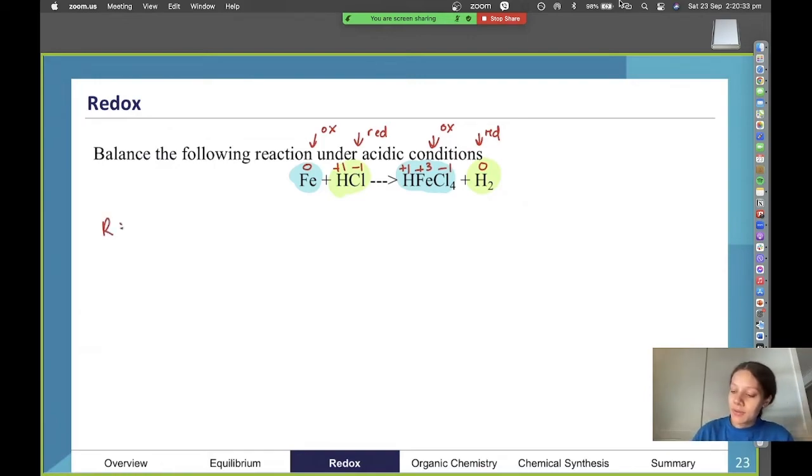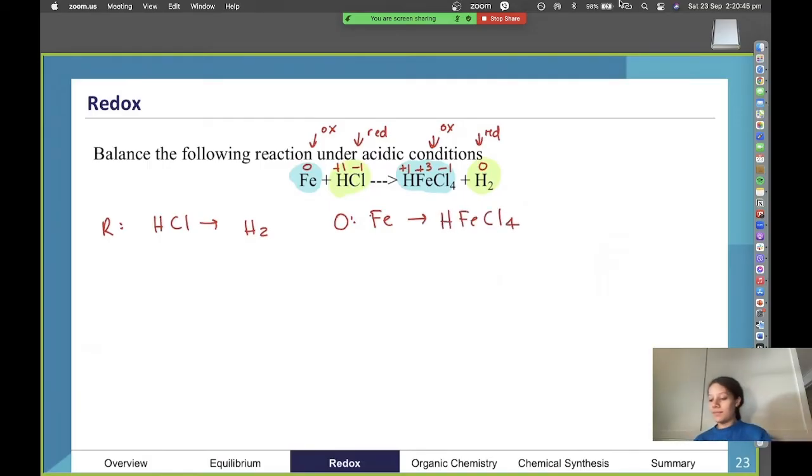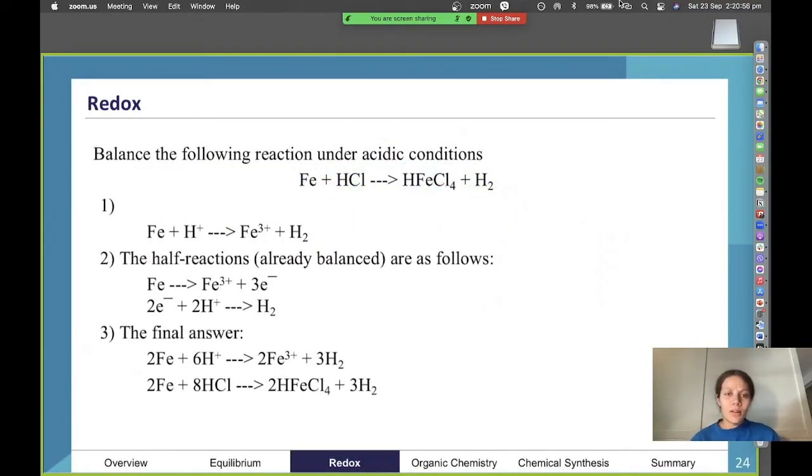So let's write them out. So reduction, HCl, H2, oxidation, Fe, HFeCl4. Alrighty, we'll start with our reduction half equation. So let's balance... we've actually already balanced it, as below. Okay, yes, sorry.